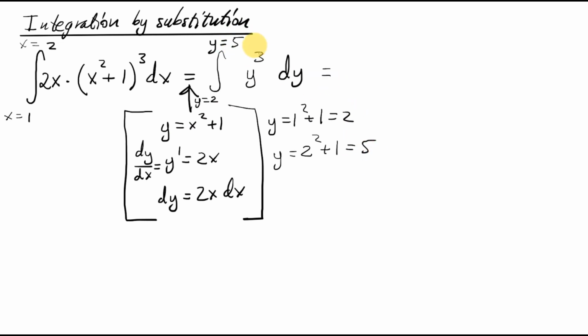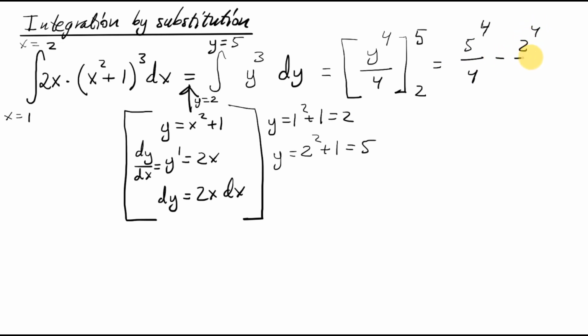And now we can do this. So we get this one. And putting in the limits we get this, which is equal to 609/4. So we see that the only real difference was that we have to change all the limits here.